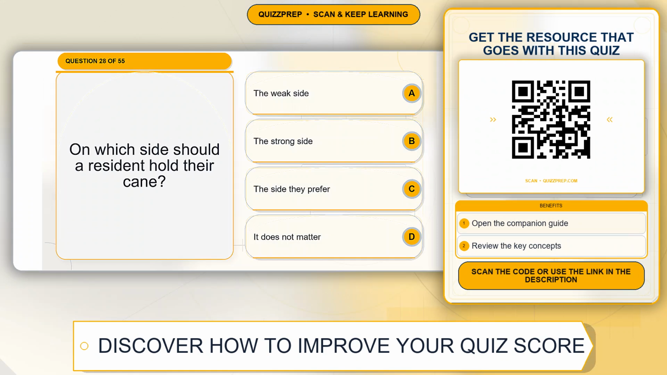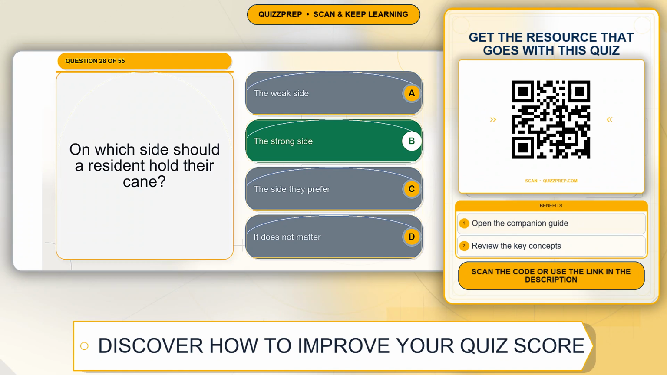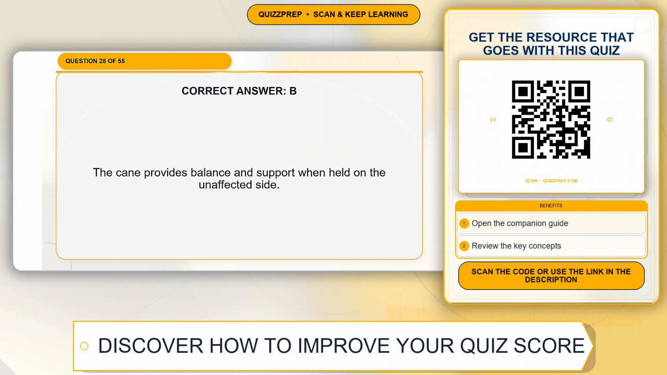Option B, the strong side. Option C, the side they prefer. Option D, it does not matter. The correct answer is option B, the strong side. Explanation. The cane provides balance and support when held on the unaffected side.